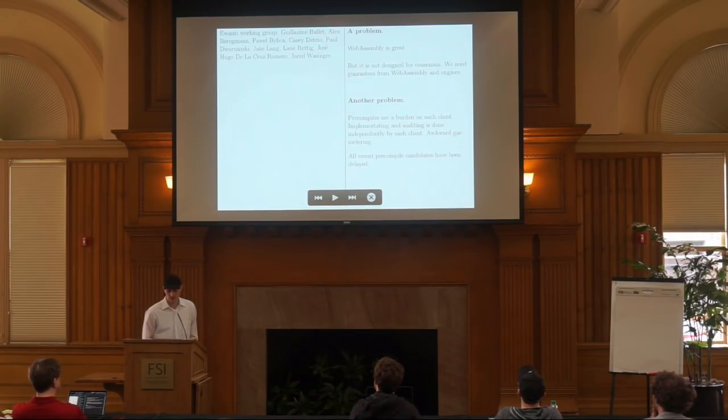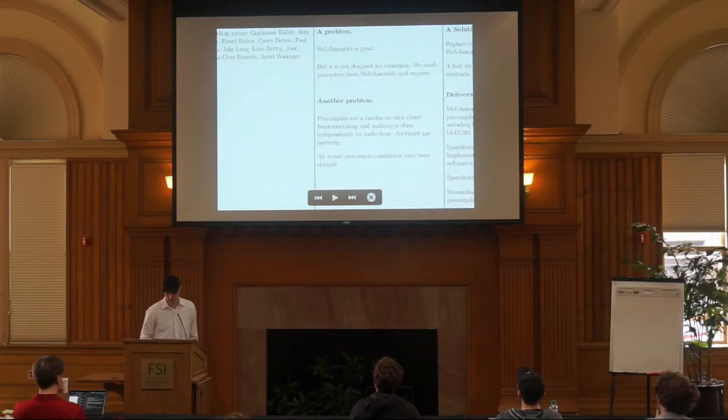The other problem is precompiles are a burden. We haven't had a new precompile for a long time because implementing, auditing is done by each client, awkward gas metering, testing. Who's going to do all this work? So people are reluctant to keep on adding these precompiles. So the idea was one precompile called EWASM, and then that's going to be the last precompile. Then we can launch things on this EWASM precompile. And so these are the two problems.